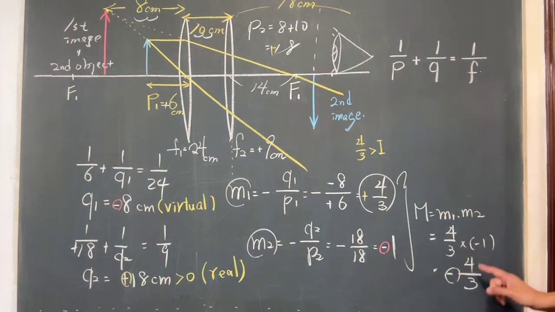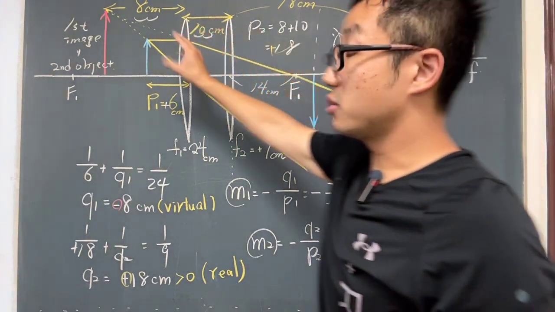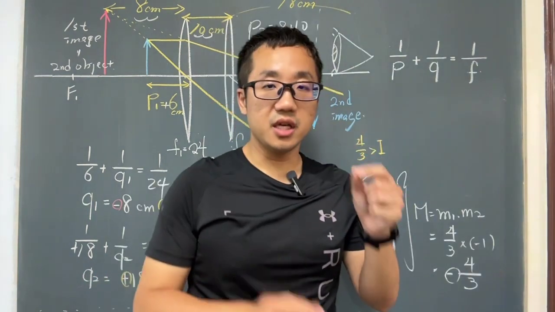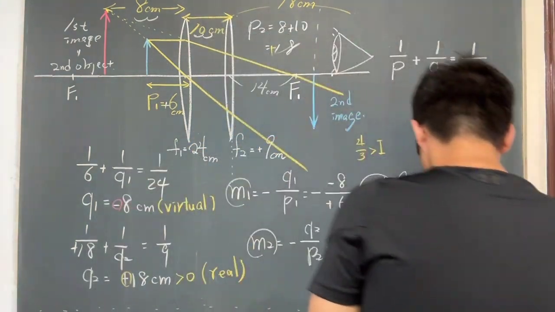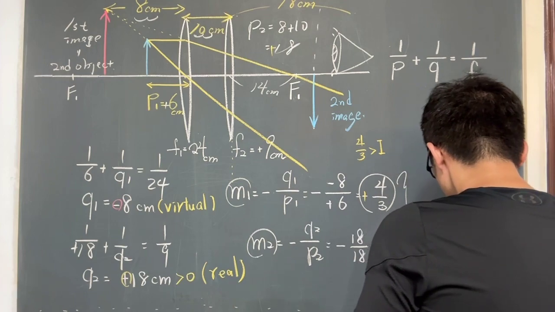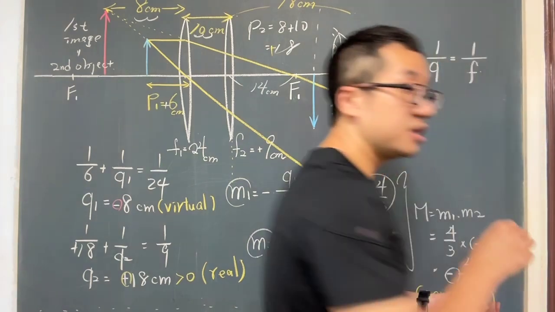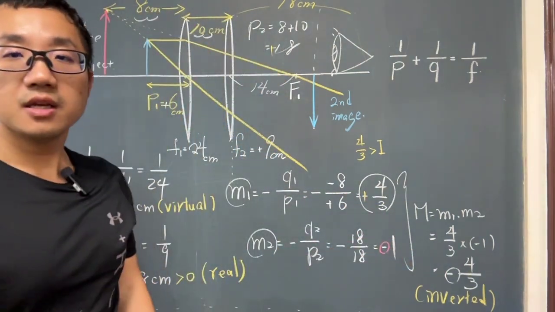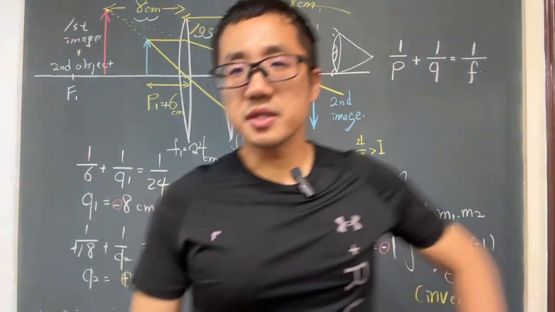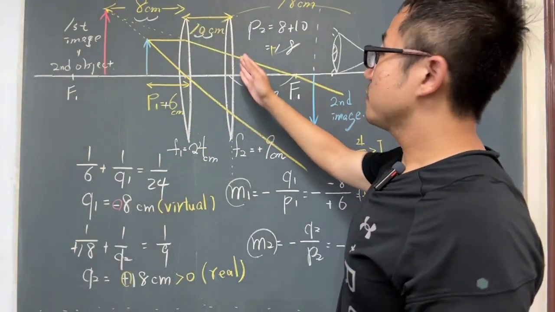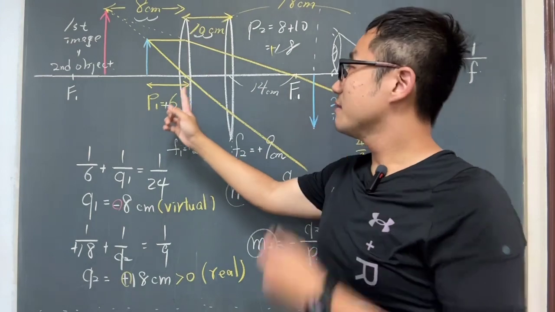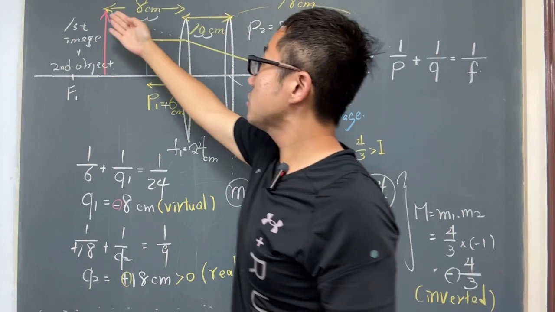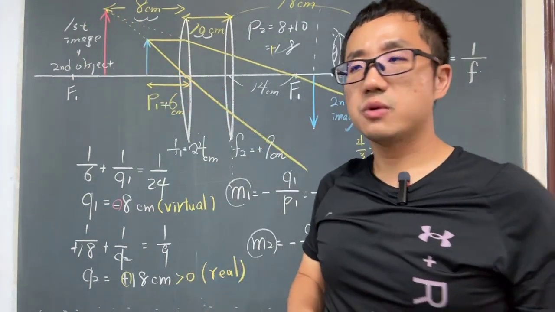That means your final image is bigger than your original object. The minus is telling you that you get an inverted image. It's pointing downwards, an upside down image. It's even a real image. So you might be curious, how is it possible? If we ignore the presence of the second lens, we get one lens, and there's no cross point, there's no real image, only a fictitious cross point, and we get a virtual image. So how is it possible?